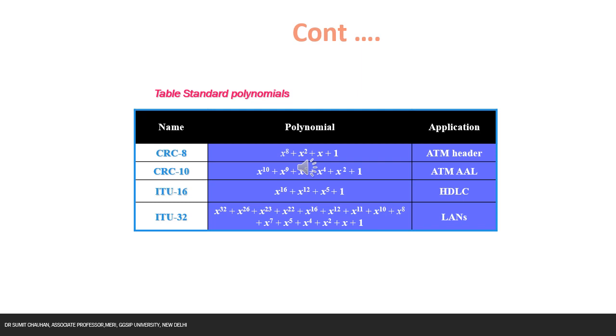Now here we have certain standard polynomials that are used, such as CRC8, CRC10, ITU16, ITU32. So we have certain polynomials that are fixed, that are standard, and these are the applications where we use them, that is ATM header, ATM AAL, SDLC and LANs.